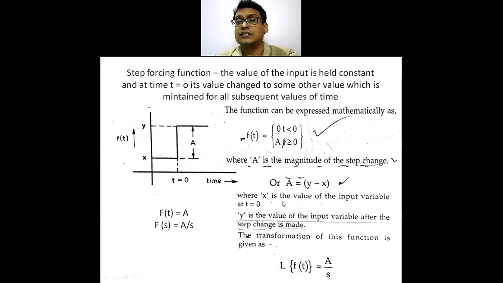So here x is the value of the input variable at t equals 0. This is only accounted for the change. Even though its value is 0, here the function f(t) is taken as 0 and the magnitude A step change has been considered. So the A value will be for t greater than or equal to 0. At time t equals 0, the magnitude is suddenly changed to A.